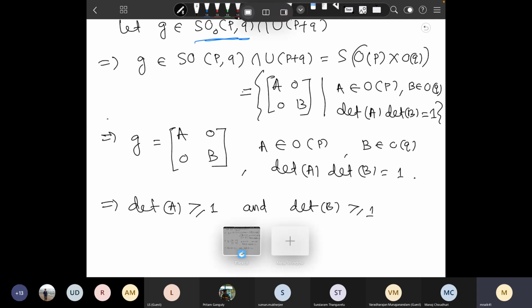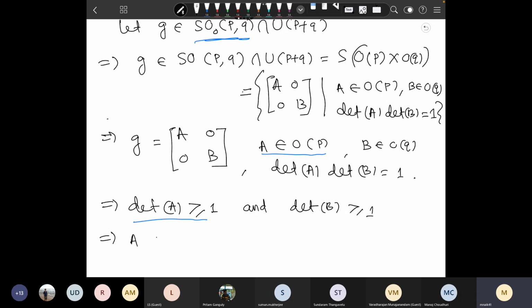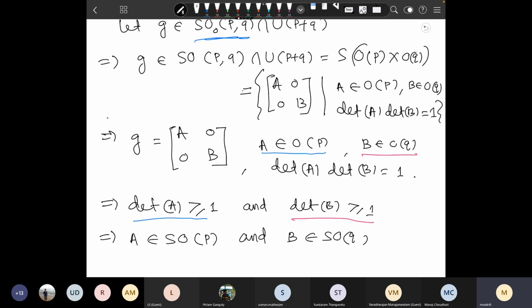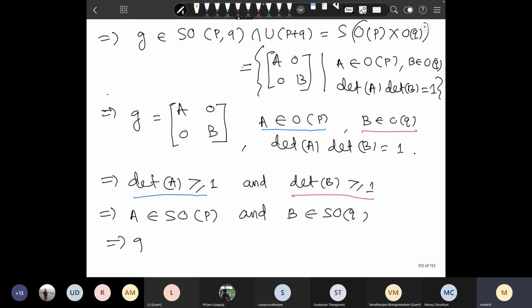Look at this condition: A belongs to OP and the determinant of A is greater than or equal to 1, which means A belongs to SOP. And looking at these two conditions, this will imply that B belongs to SOQ. So that means g belongs to SOP cross SOQ.